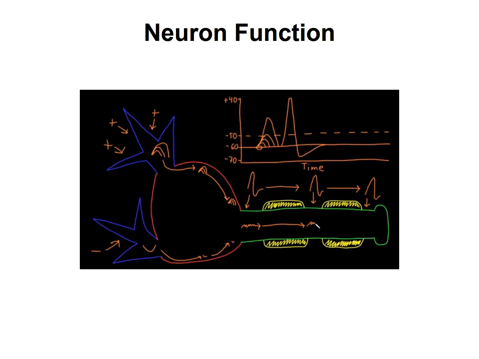And then it travels a little more slowly through that node of Ranvier, then much faster through this next myelinated segment. This phenomenon is called saltatory conduction. This word, saltatory, comes from a Latin word for jumping, because the action potential appears to jump from node to node instead of having a nice smooth conduction along the axon.